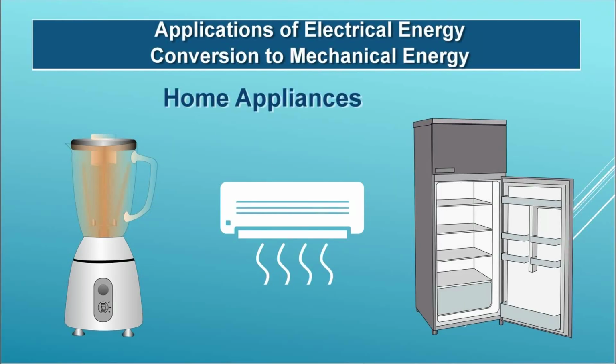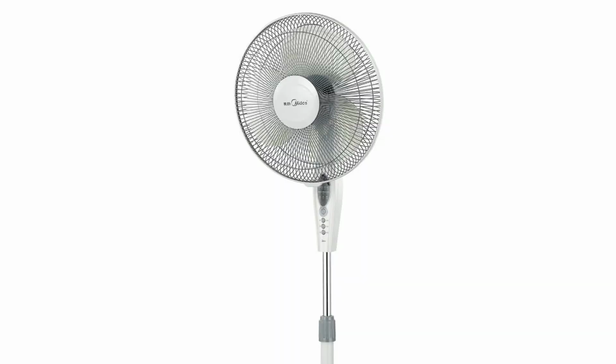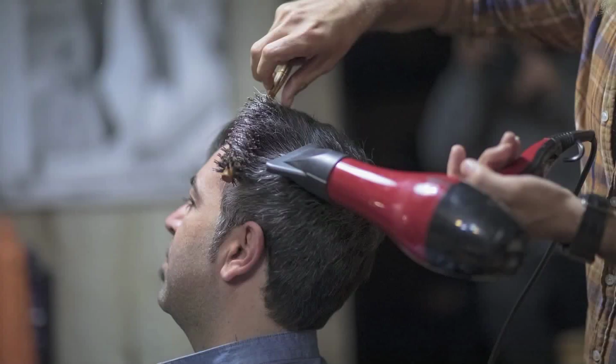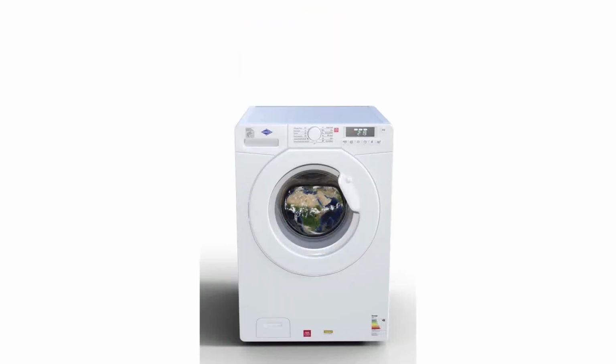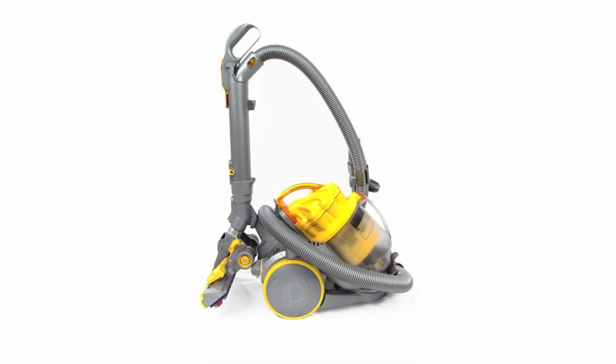Home appliances. Electric motors are very common in home appliances. Some of the common and popular household appliances whose working depends on an electric motor are fan, mixer, grinder, hair dryer, refrigerator, washing machine, vacuum cleaner, etc. Electric motors provide efficient and reliable power to these appliances, making them more energy efficient and cost effective.